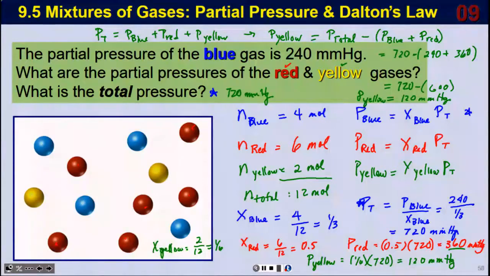That's one example of how you can use Dalton's law of partial pressures on an example where we don't even have much more than just a pictorial representation of gases. All right, that's kind of a fun way to do it.